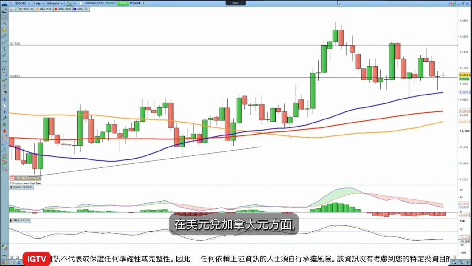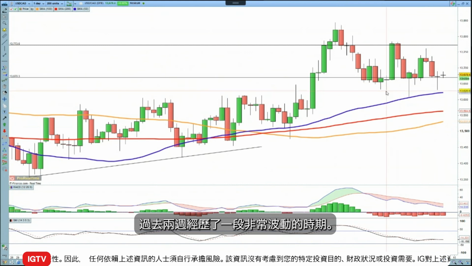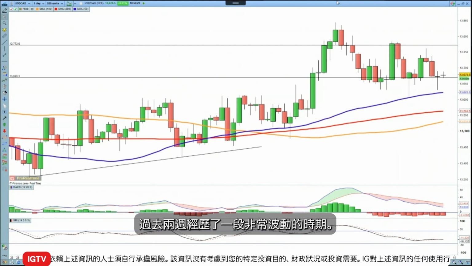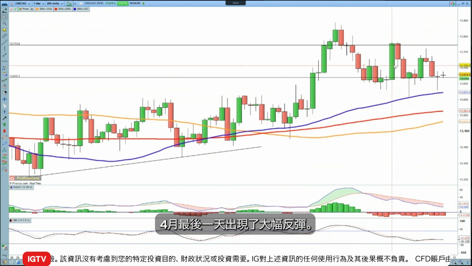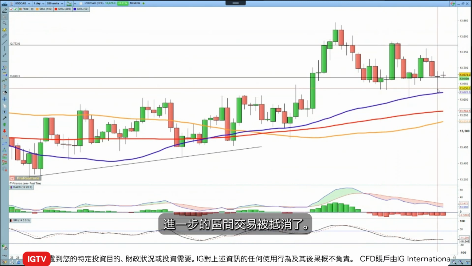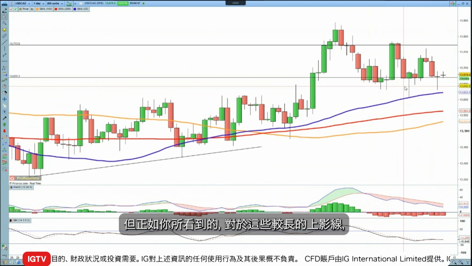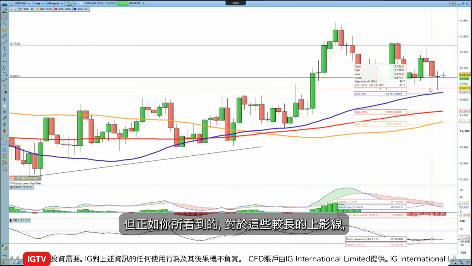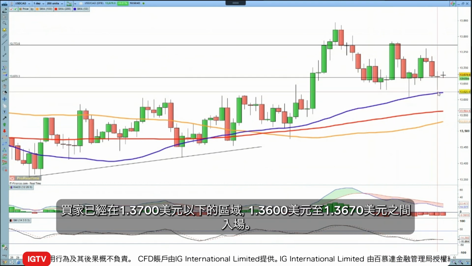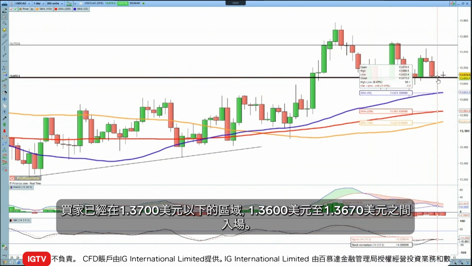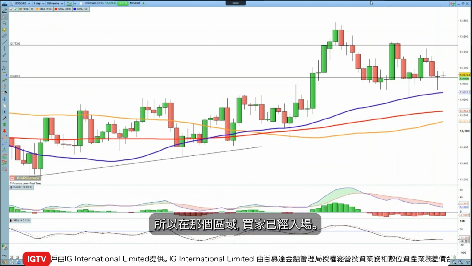But with the US dollar against the Canadian dollar, what you have seen over the past 2 weeks, really, is a very choppy period. Big rebound on the last day of April, and then that's been negated since then with further range-bound trading, essentially. But as you can see from these longer wicks, there's been buying in the area below 137, around sort of 136 up towards 136.70. So in that area, the buyers have stepped in.